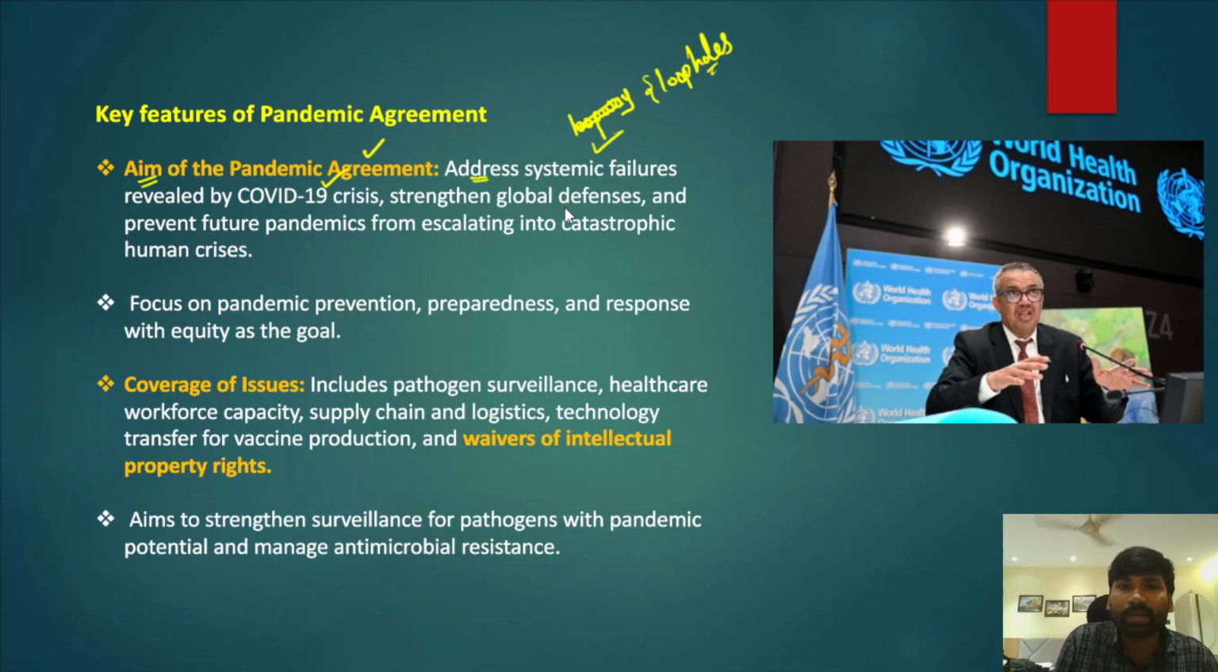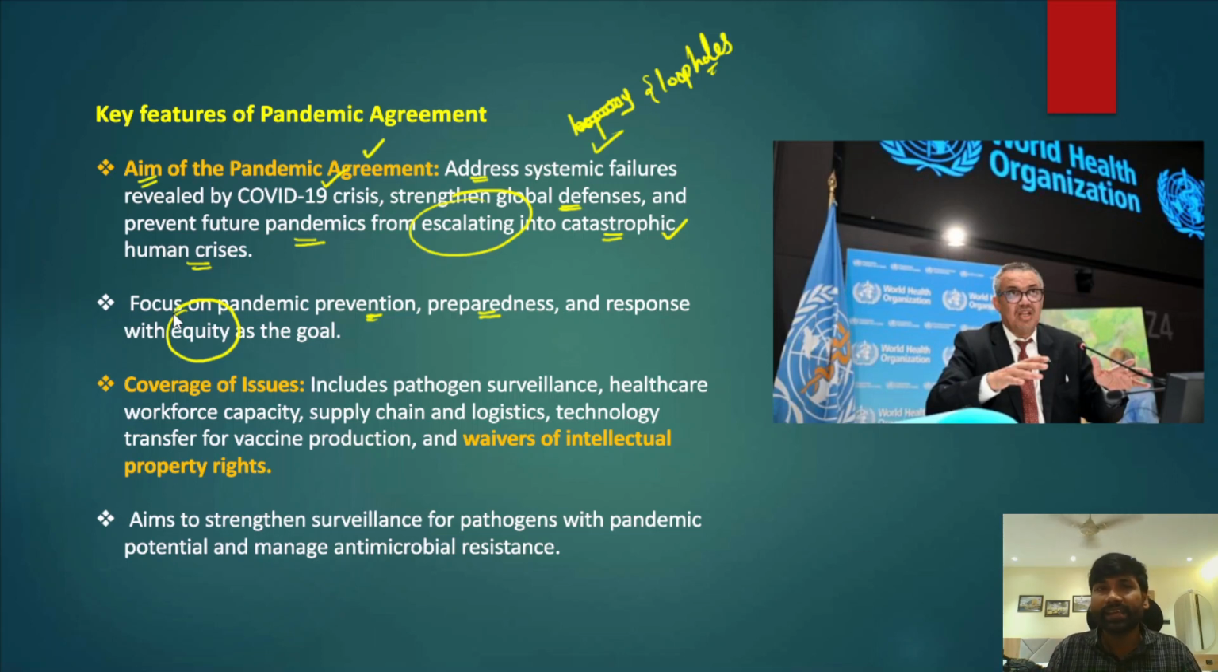And at the same time, it enhances the global defense against such pandemics, and it will also prevent future pandemics from escalating into a catastrophe and a human crisis. See how COVID-19 emerged as a catastrophic disease from what was a simple disease. This is what we need to prevent in this context. Apart from that, this treaty would focus on prevention of disease, strengthened preparedness, and adequate response with equity as a goal.